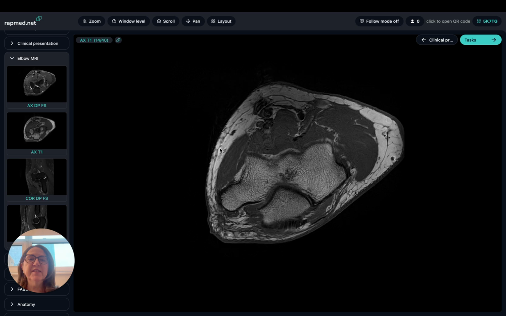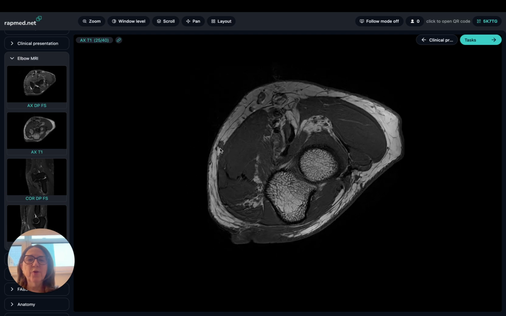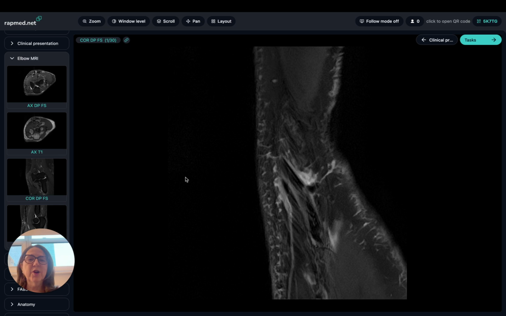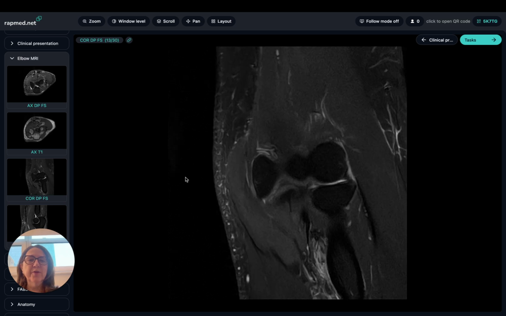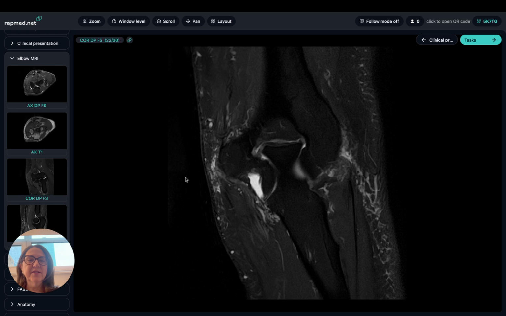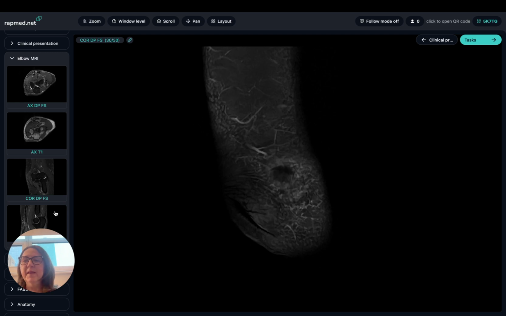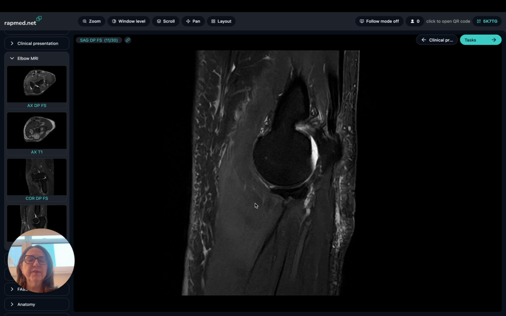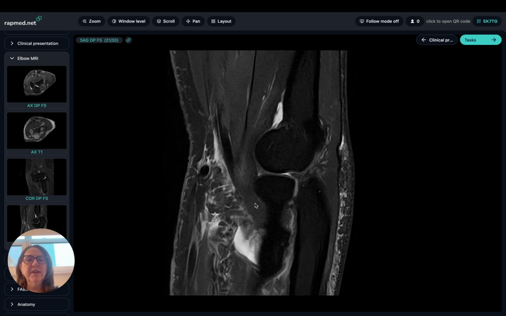T1 weighted images. We always do T1 weighted images, T2 weighted images, and we scroll up and down to see all the disease. This is our standard protocol for the elbow, and we also do a coronal proton density fat-sat to show all the structures, and a sagittal plane. As you can see, there is a little bit of motion. The patient had a little bit of pain, and this is why sometimes the images are a little bit blurry.